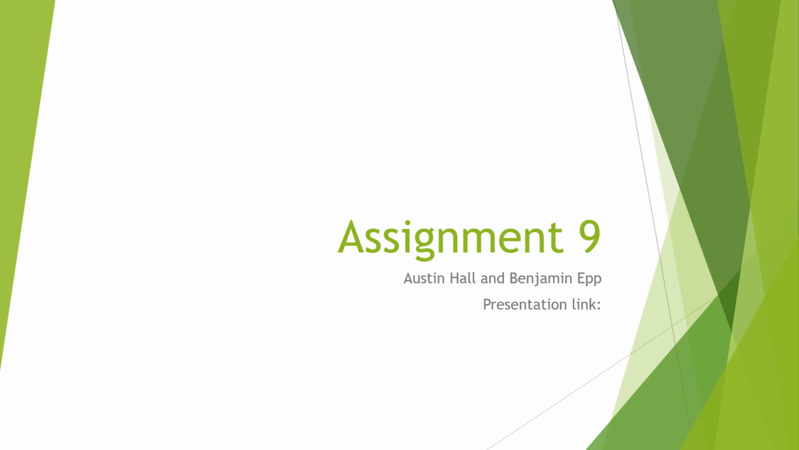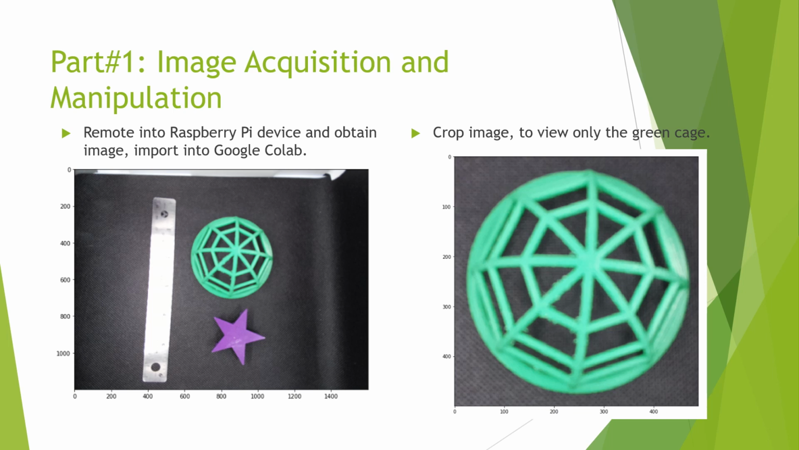3D printed projects. The first part of assignment 9 was image acquisition and manipulation. This was to simulate how you would go about capturing images as you did a 3D print of an object. The first thing that we did was we remoted into the Raspberry Pi device and obtained an image that can be seen there on the left with the cage, the star, and the ruler. From there, we imported into Google Colab and cropped out the green cage.